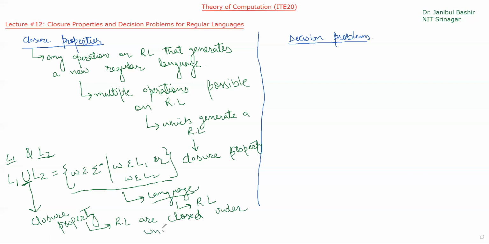So if this is a closure property, that means regular languages are closed under union. What does that mean? It means that union is a closure property. That means that if regular languages are operated by a union operation, the new language that we will get will also be a regular language. And as I said, there are multiple operations possible on regular languages, and only those operations that generate a regular language form the closure property of a regular language.